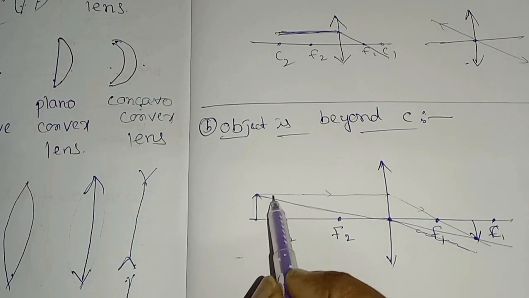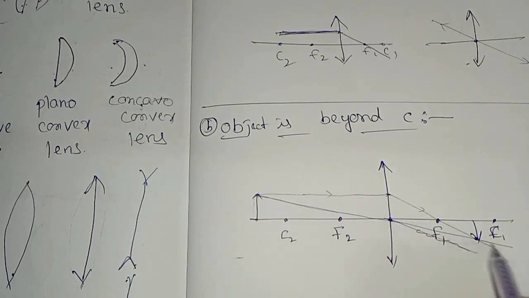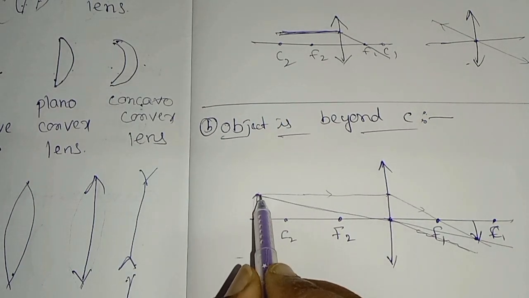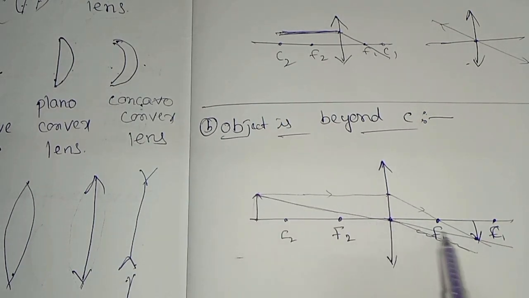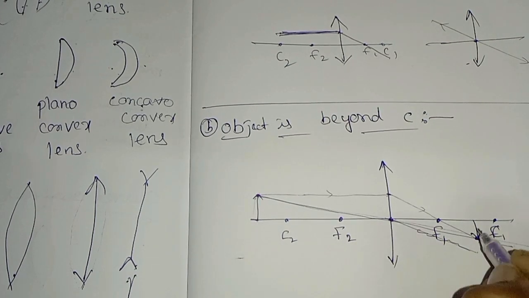So, the first light ray passing parallel to the principal axis refracts through focus. The second light ray passing through the optic center will not deviate. It goes in a straight line. Okay.